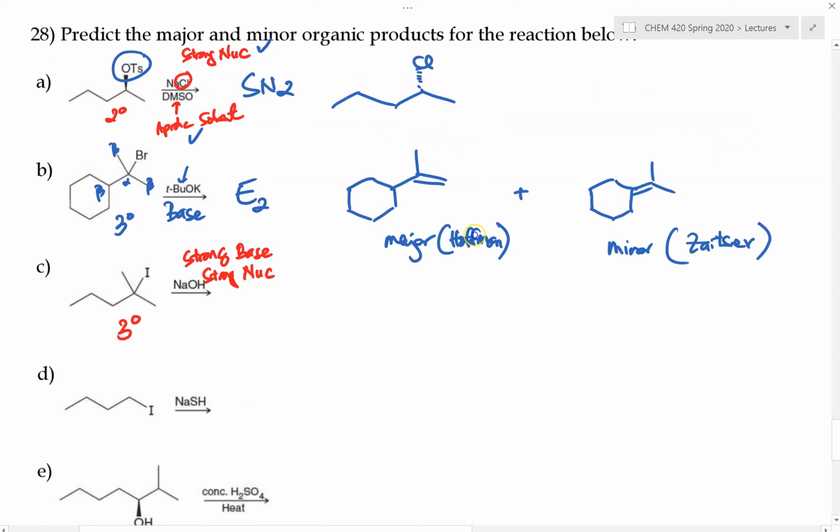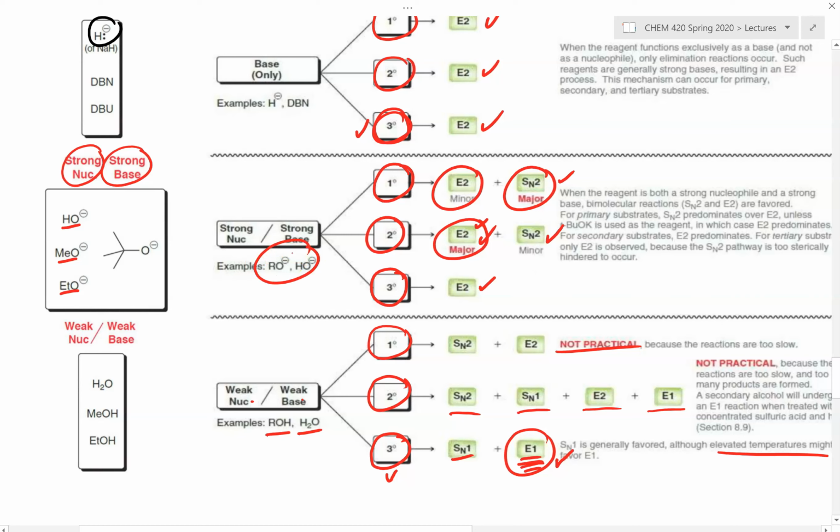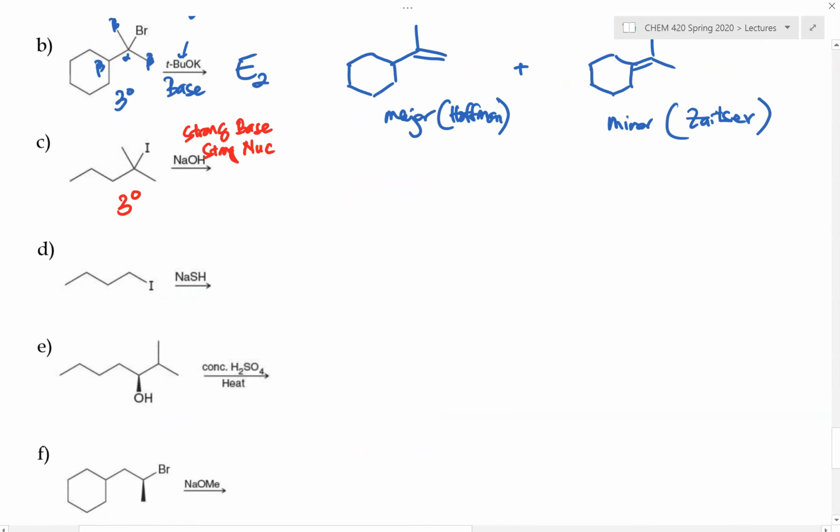And if we were to go back to the guideline that we have seen on the previous page, we have a strong base and a strong nucleophile, and we have a tertiary substrate. As you can see, the observation is that the E2 mechanism will be the predominant mechanism. So here, E2 would be the major product. And again, there will be two different types of alkene that form because there are two different types of beta hydrogen. Here we can form an internal alkene or the terminal alkene.